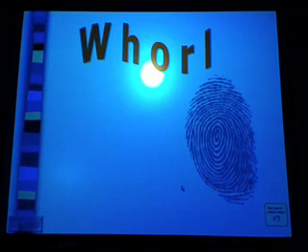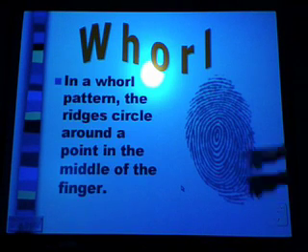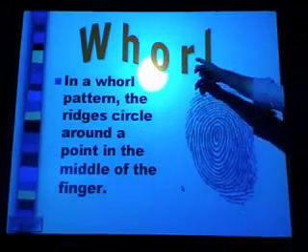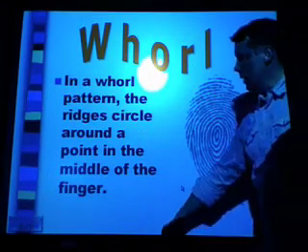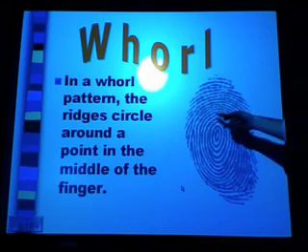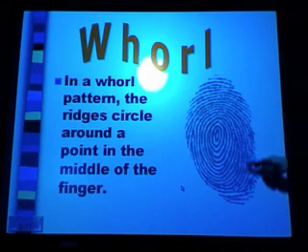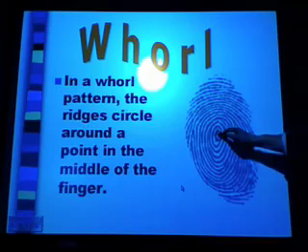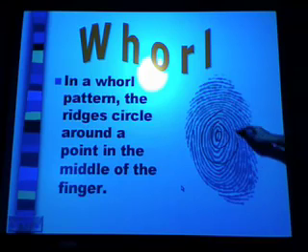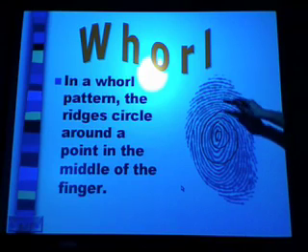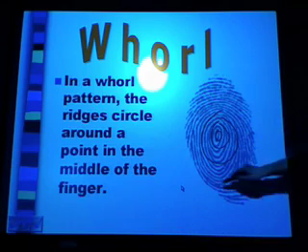The third type is known as the whorl. Notice it's spelled with an O and not with an I, but like a whirlwind with an I, the lines seem to circle around a central point. Again, we're not interested in things outside the core. It's in this center area.